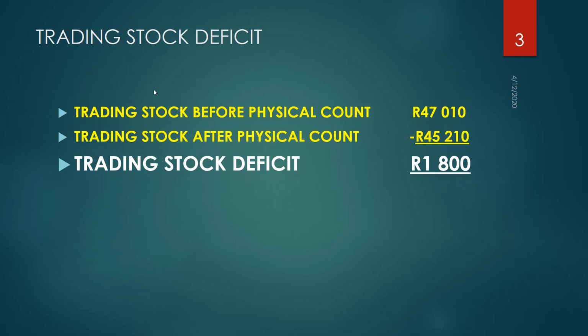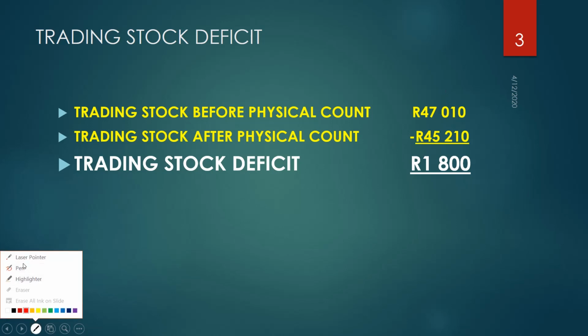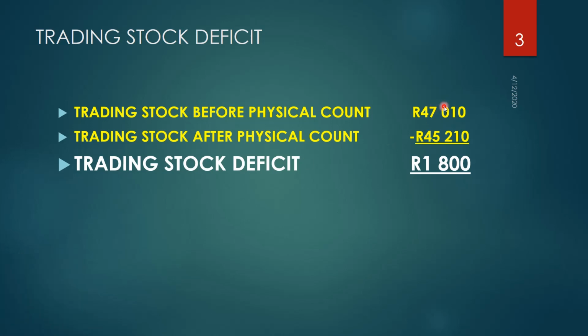It makes sense that it has to be a deficit, because prior to the stock count, the partnership was under the impression that its stock was valued at 47,010. But after they performed a physical stock take, they came to a value of 45,210. So essentially, their stock was overstated. Therefore, in order to reflect a correct amount of stock, we have to reduce it by the value of 1,800.